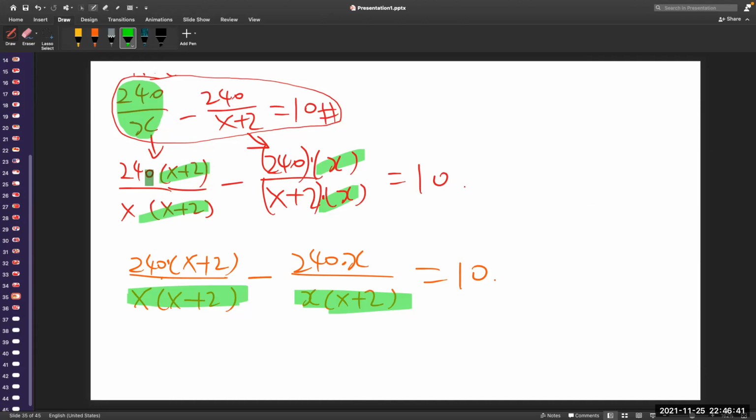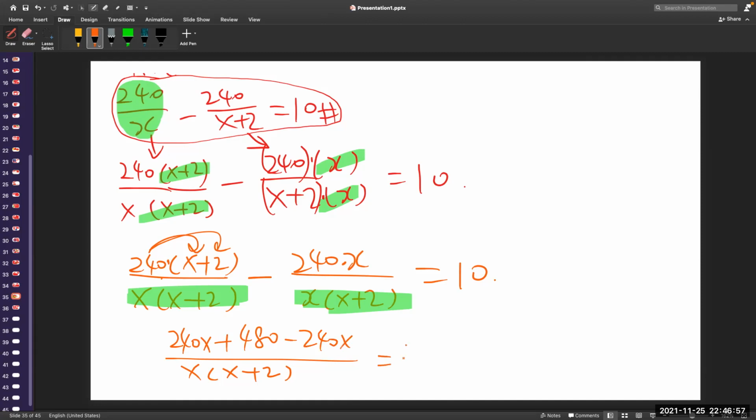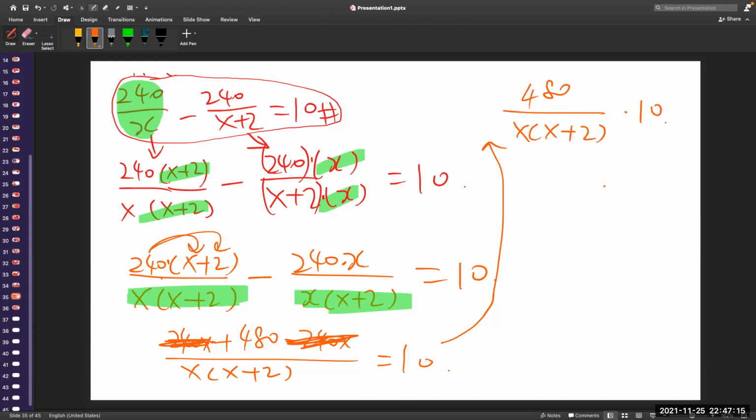Once they have the same denominator, you can combine. Above, open up: 240x plus 480 minus 240x. I hope you see 240x here minus 240x here, so you can cancel these two. So you simply end up with 480 above, below is x times x plus 2, and then equal to 10. So once you have this, just cross multiply.